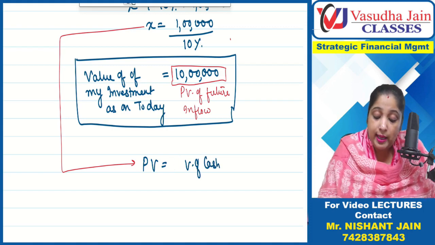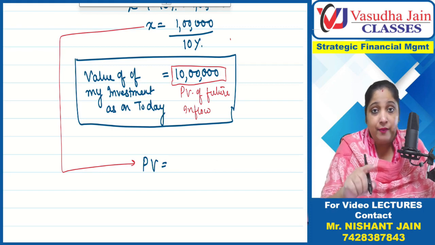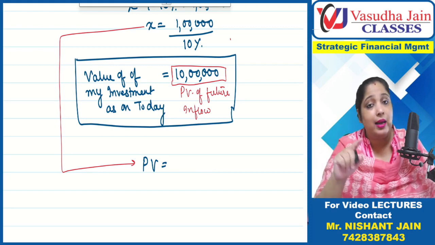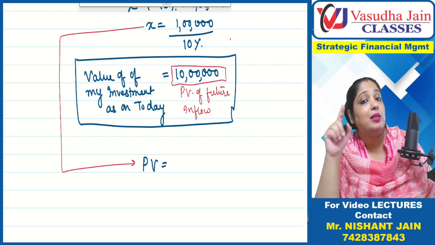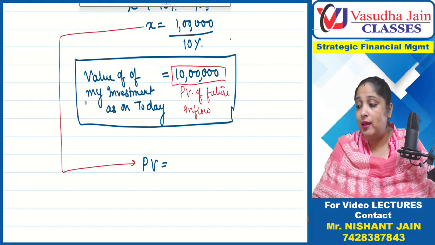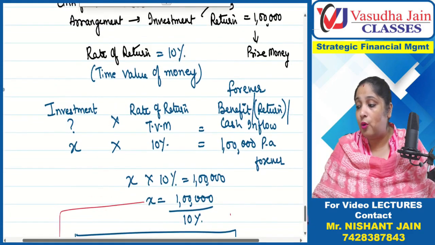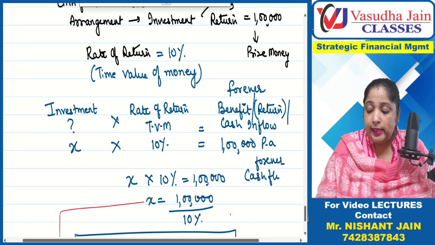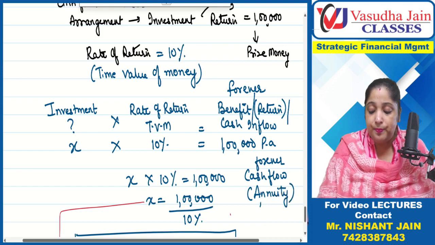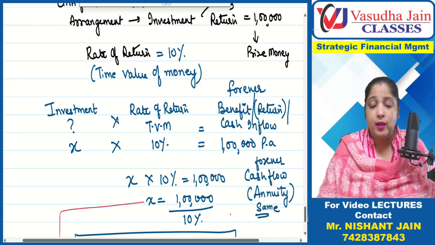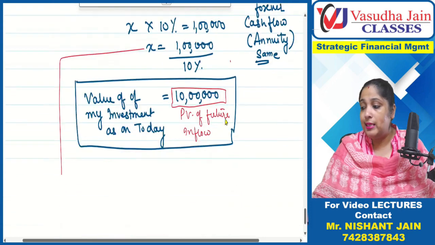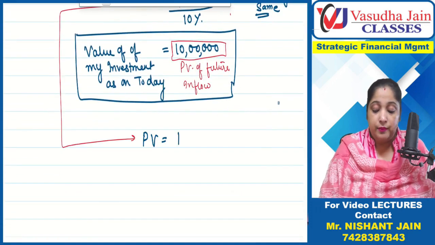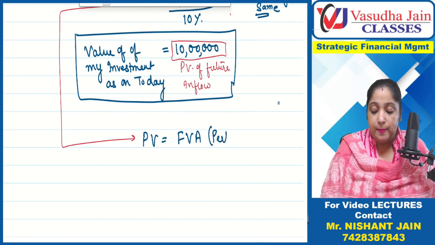Let me write it again. Every year I am getting the same dividend, 1 lakh; every year I am going to announce the same prize money. When every year the amount of outflow or inflow, whatever the cash flow is, is the same, it is a case of annuity. So can I say this is future value annuity for perpetuity?